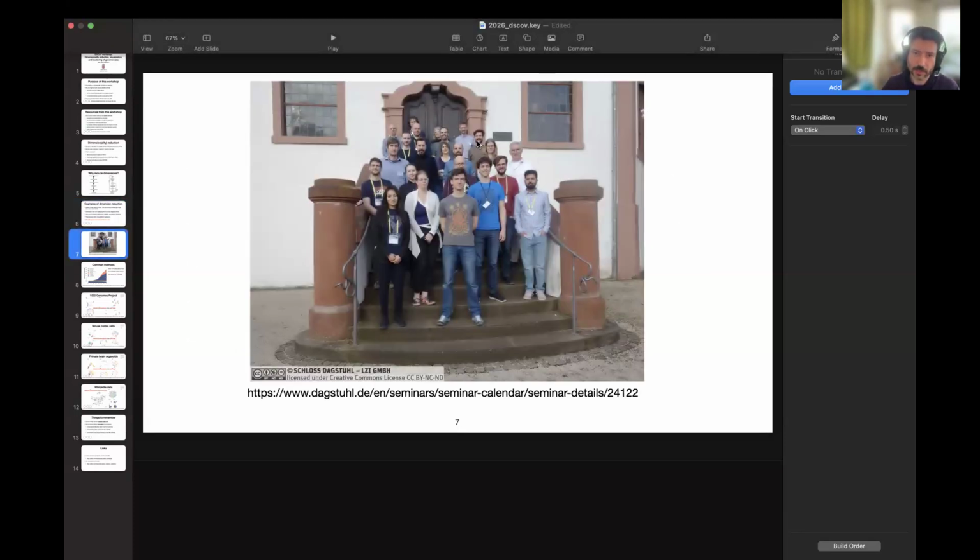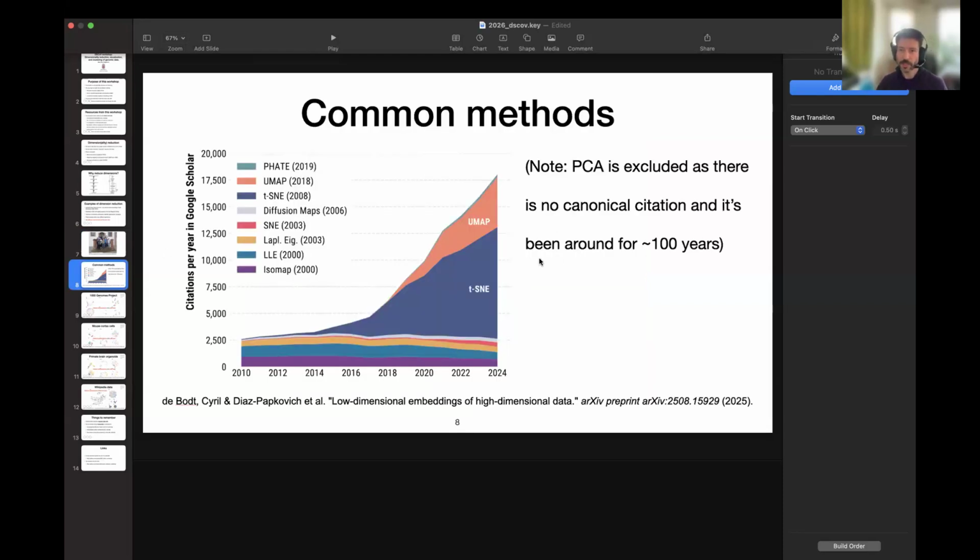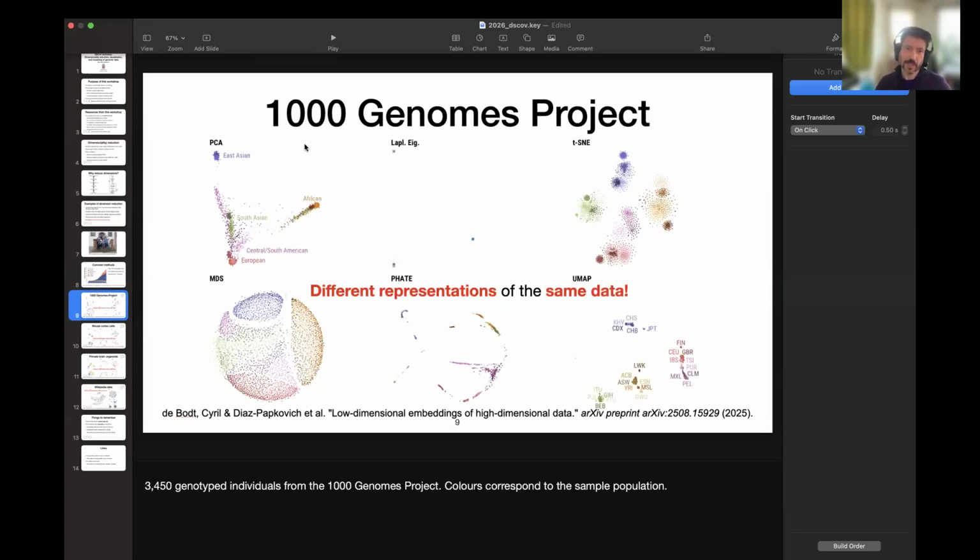And this is the group, so there's me hanging out in the back, squinting because it was super sunny. But yeah, this is the developer of UMAP here, developer of TSNE, developers of Fate. So we did basically a survey of how common all the different dimensionality reduction methods are. So TSNE, you can see, is still really popular. UMAP was developed in 2018 and started to take off. PCA is excluded from here because it's just so old that it doesn't have a canonical citation. But if we included PCA, everything else would look like a sliver because PCA is used everywhere all the time. But these are some of the examples of things you can do with the data. So one of the notebooks I've provided actually works with 1,000 genomes data.